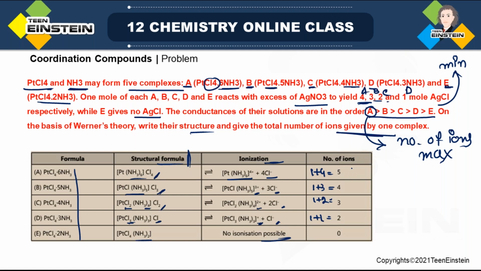So see, as we are moving from A to B to C to D, gradually the number of ions is decreasing, and that is why the conductance order is like this, because conductance is directly proportional to the number of ions. Number of ions decreasing, conductance is also decreasing. Okay, the question is clear.